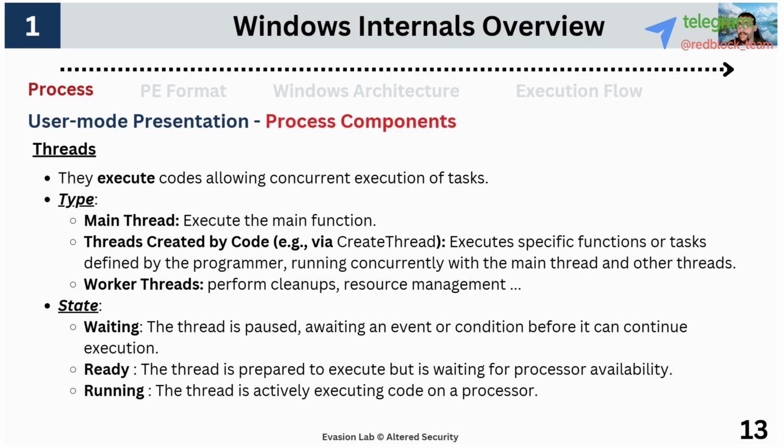Once the condition is met, it transitions to the ready state. In the ready state, the thread is prepared to run but is waiting for a processor to become available. In the running state, the thread is actively executing code on a processor.